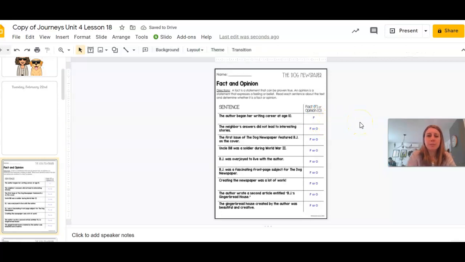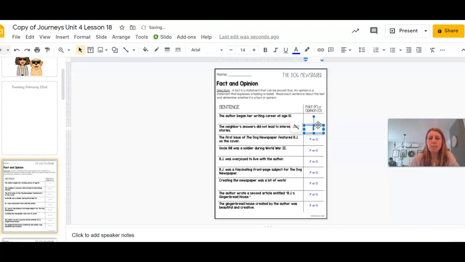Let's look at number 2. The neighbor's answers did not lead to interesting stories. Is that an opinion or a fact? You may agree that the stories were not interesting, but you can't really prove that they weren't interesting. Okay, that's an opinion. That's how somebody believes or feels about their stories. Maybe to them, their stories were interesting. So you would delete this and make this an opinion. You will do the same for the following questions.